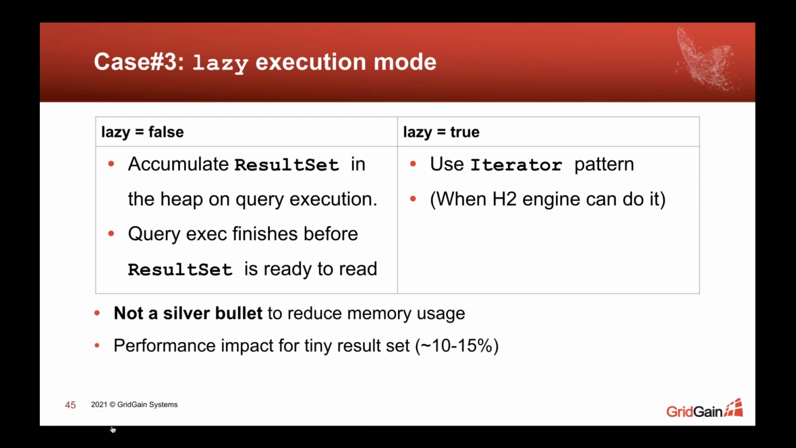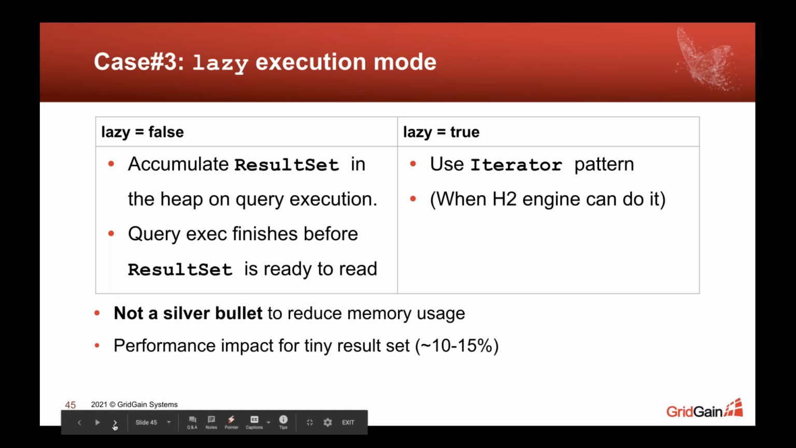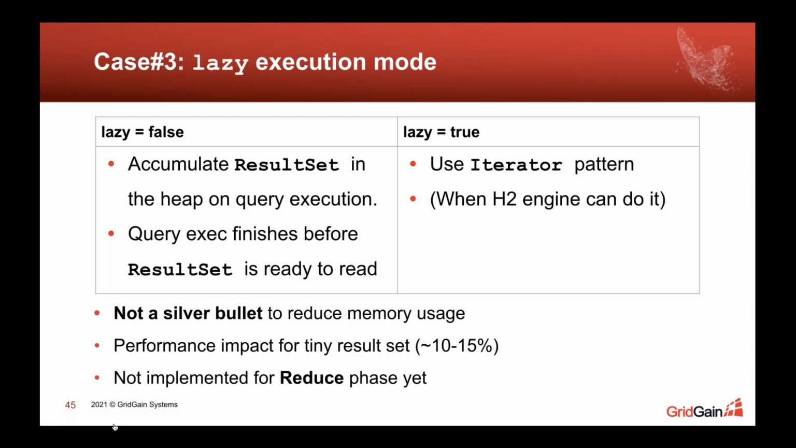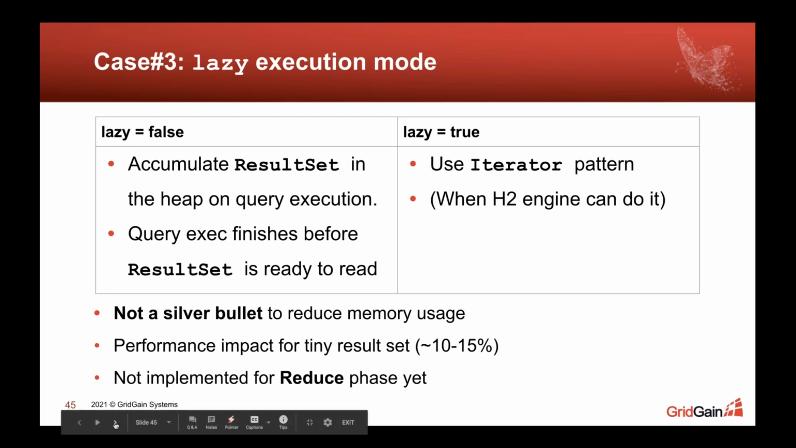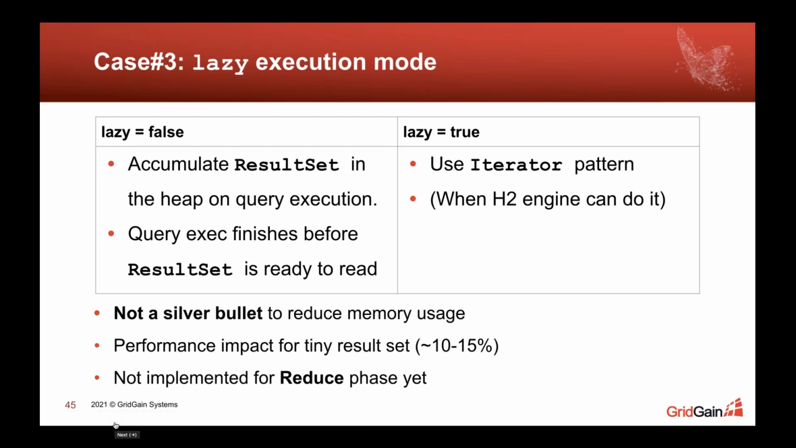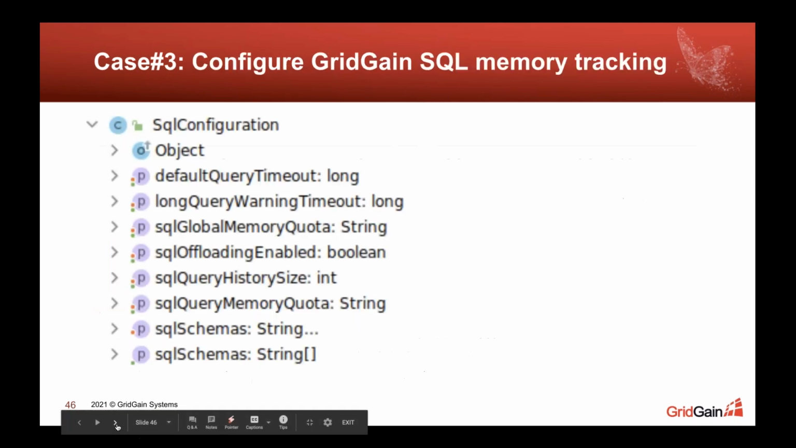And the performance impact for a small result set is something you can sense, but it applies only to tiny result sets, like 1, 2, 3, maybe 10 results, because there are additional costs for tables to lock them. And it's not implemented for the reduce phase. So on the reducer side, if you have a non-trivial, complicated reducer, you won't be able to do anything in a lazy manner.